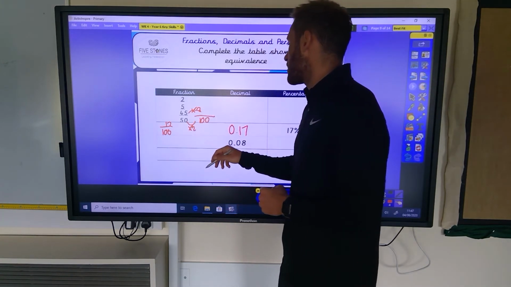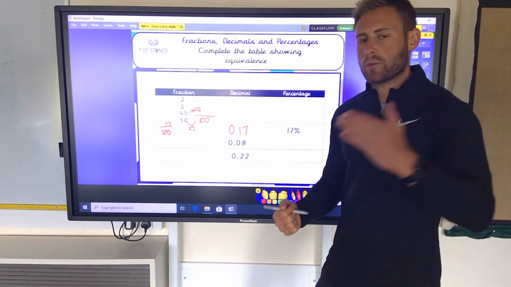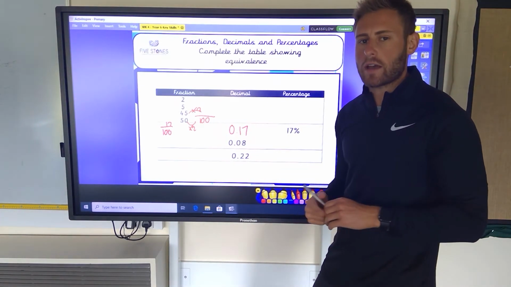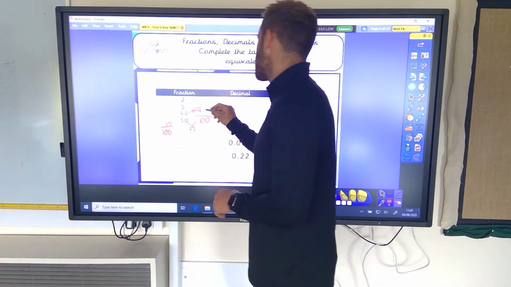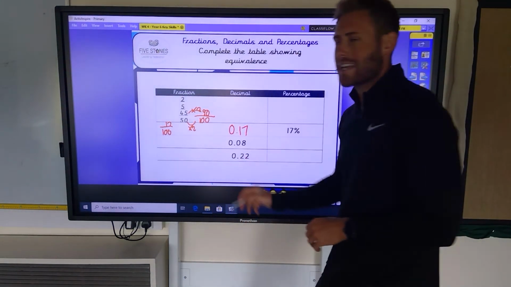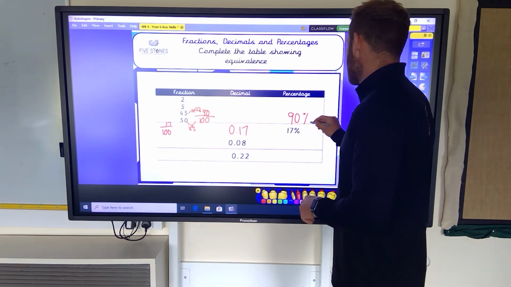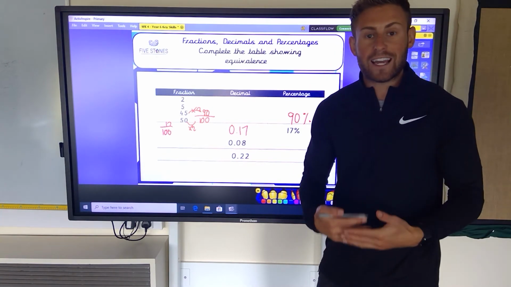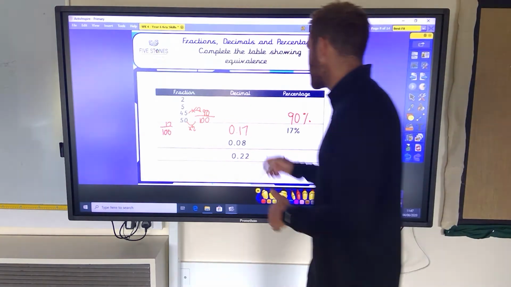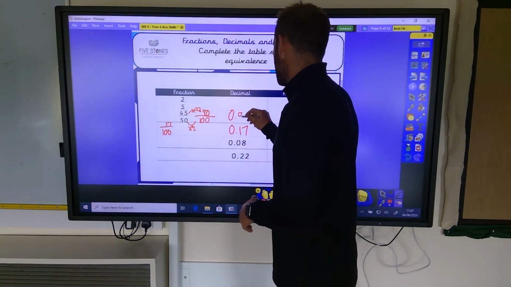So we've now actually got, what's double 45? Double the 40 gives us 80, double the 5 gives us 10. 80 and 10 is, yes, we've got 90. So we've got 90 out of 100, which we know is 90%. 90 out of 100 is 90 hundredths, or 9/10, which is then represented as 0.9.